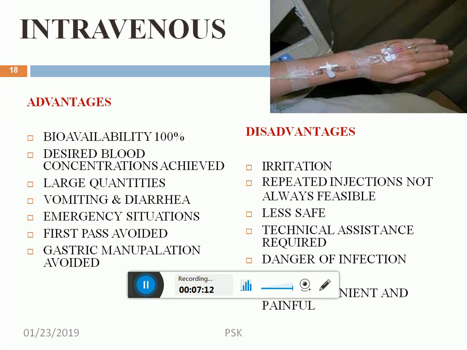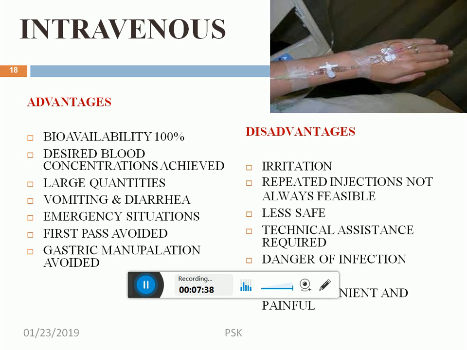So why intravenous? There will be 100% availability, so the desired blood concentration will be achieved. Large quantities can be given. In vomiting and diarrhea, and in case of an emergency situation, you can use the intravenous route. First pass will be avoided. Gastric manipulation will be avoided. But there will be some disadvantages in this method.